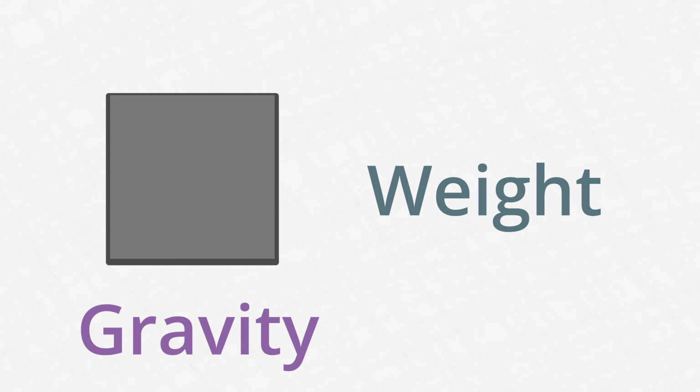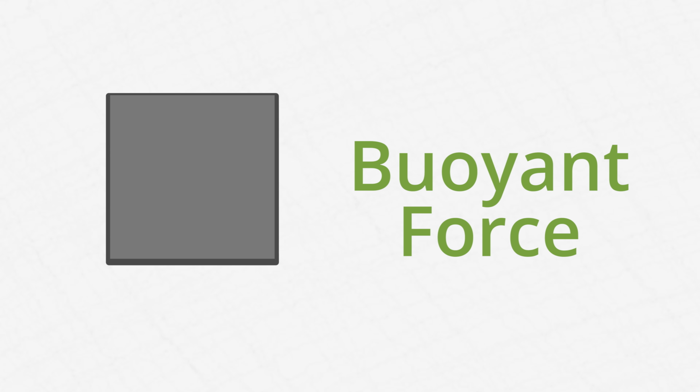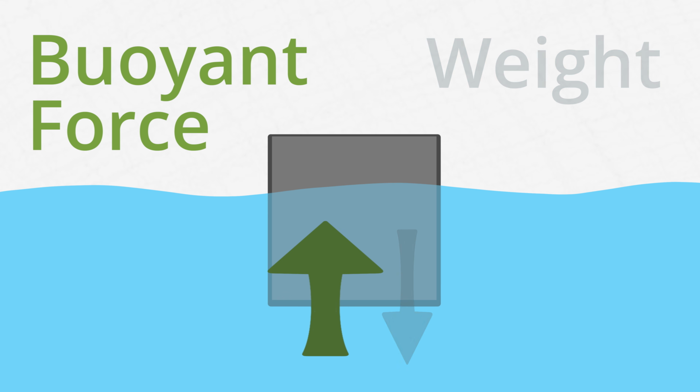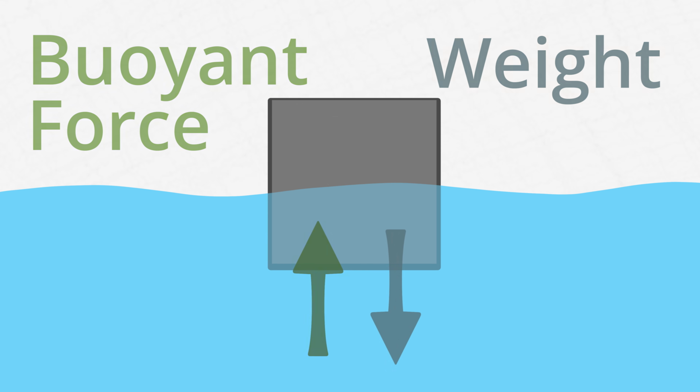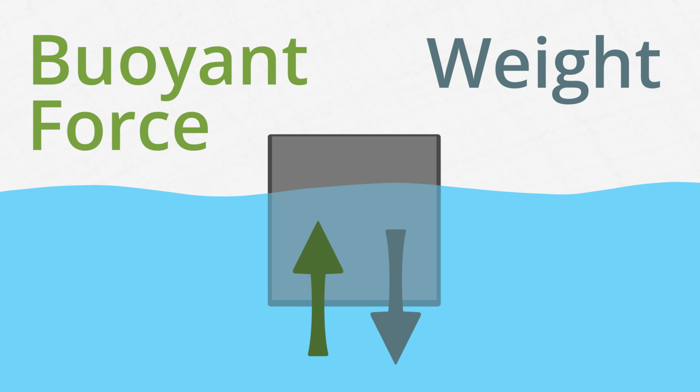But how exactly does the buoyant force make things float? Well, an object's weight is the force of gravity pulling on its mass. Thus, an object's weight is a force pulling the object downward. The buoyant force is a force pushing it upward. So, if the buoyant force is stronger than its weight, the object will float up. If the weight is greater, it will sink. And if they're even, the object will stay in place.